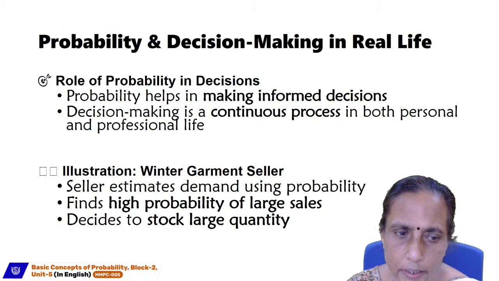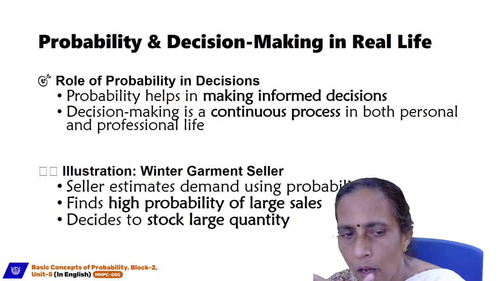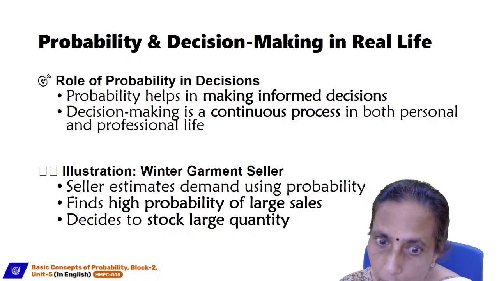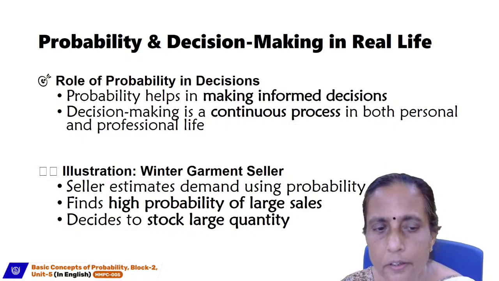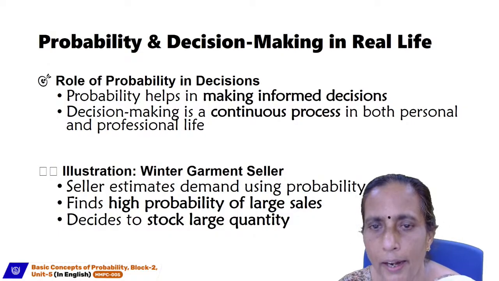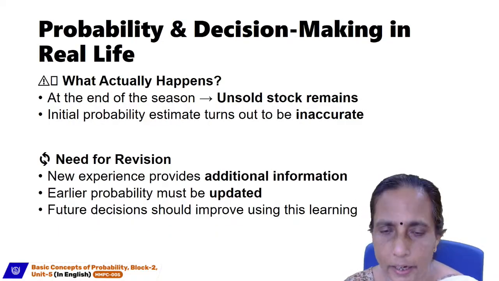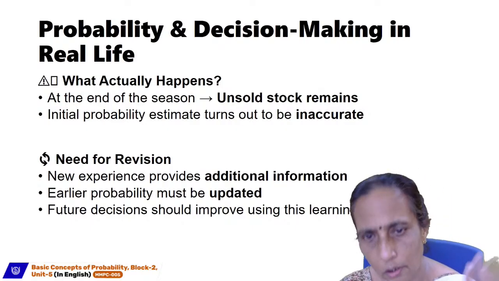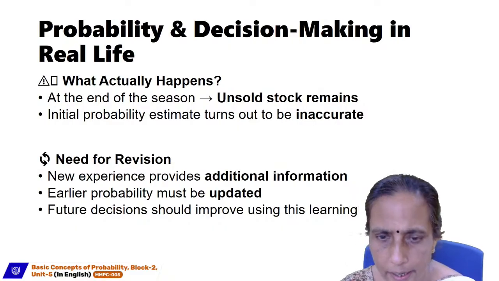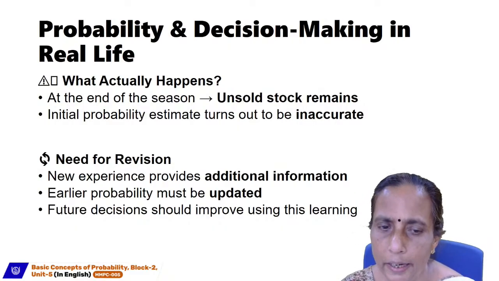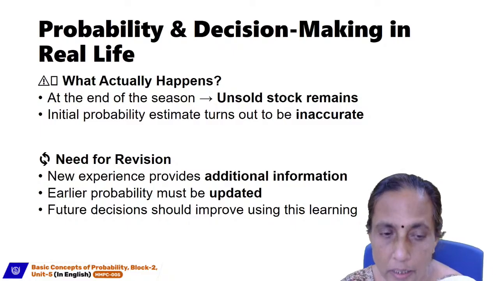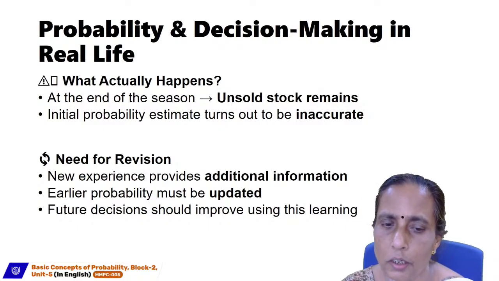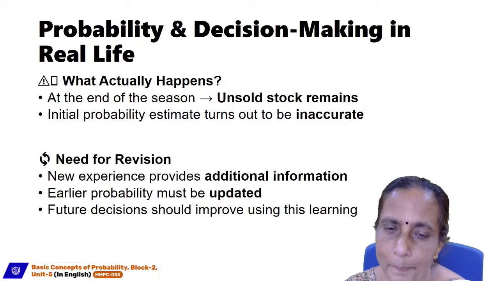That means earlier he estimated that demand using probability was very high for large sales. Because of which he made a large stock, and as a result, at the end of the season a huge amount of unsold stock remained. So this indicates that his probability calculation is not proper, so it needs to be updated. So future decisions should improve using this learning.